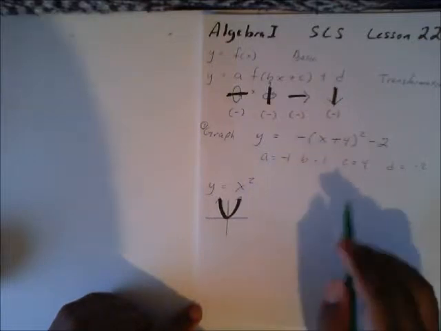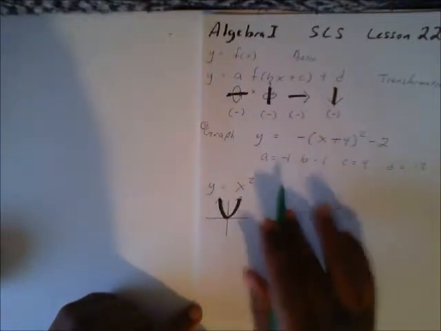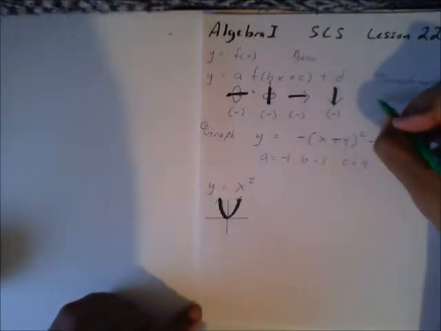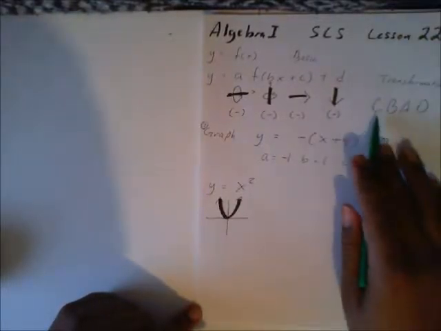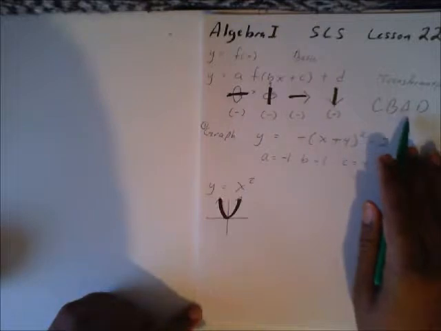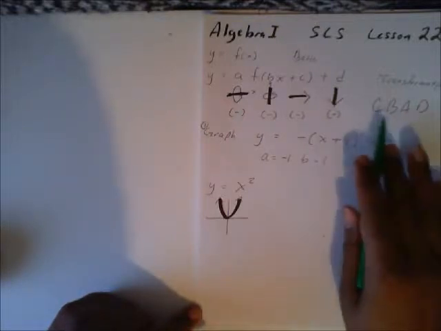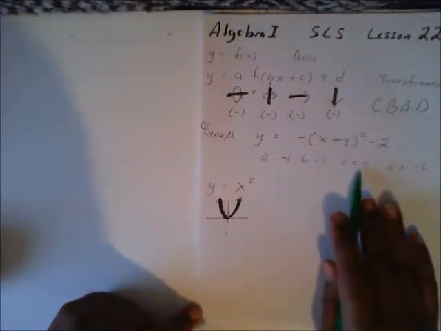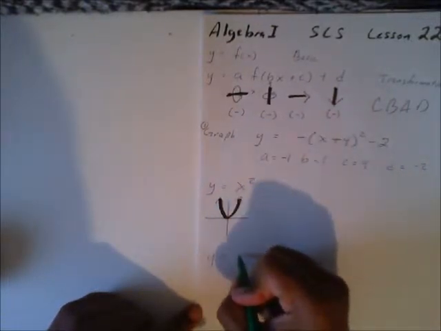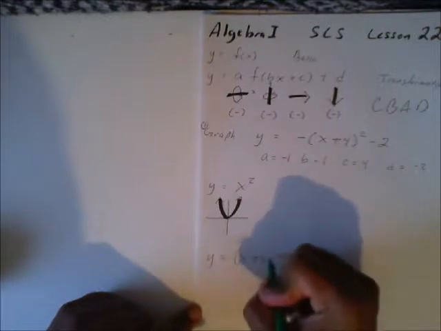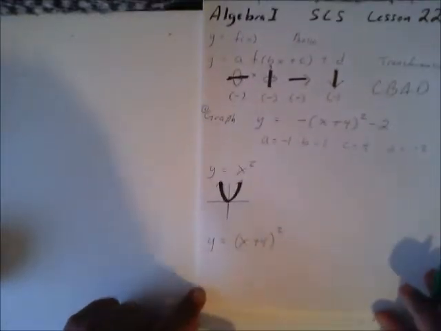Next, the order that we'll put the parameters back on will be this order. C, B, A, D: we'll first put on the C parameter, then the B parameter, the A parameter, and then the D parameter. So let's first put on the C parameter, which is the adding 4. So this becomes y equals (x plus 4) inside, all to the second power.